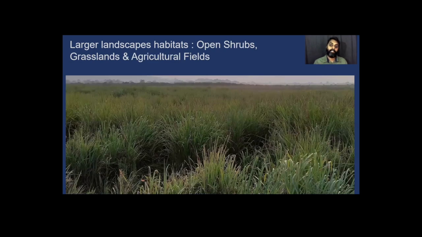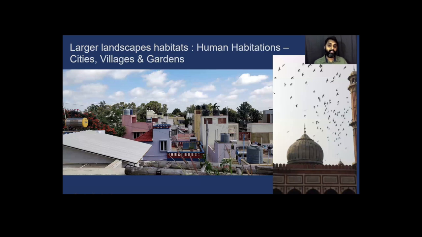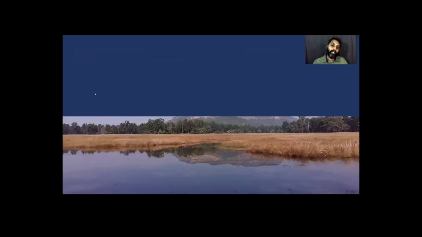Open shrubs. Okay, not just open shrubs, but we'll include in the open shrubs the grasslands, agriculture, and the fields. These all come under one kind of habitat. Of course, humans, we people are everywhere, and we have created certain habitats for certain species. In the cities, village, gardens, we find birds. Some birds have adapted to live in this human habitation. So let's take some examples of the birds' habitat.